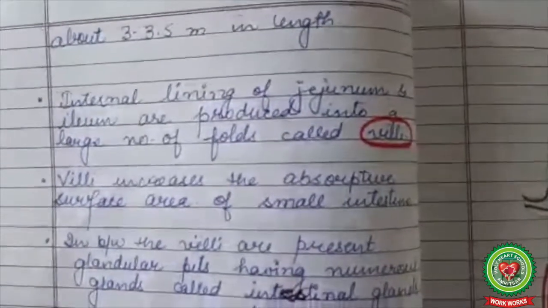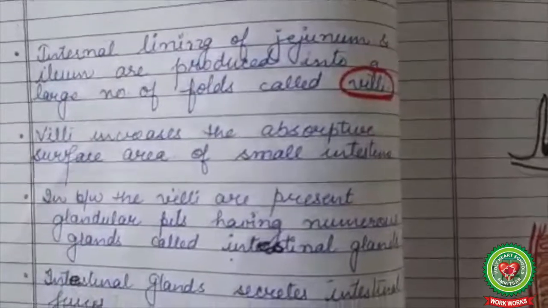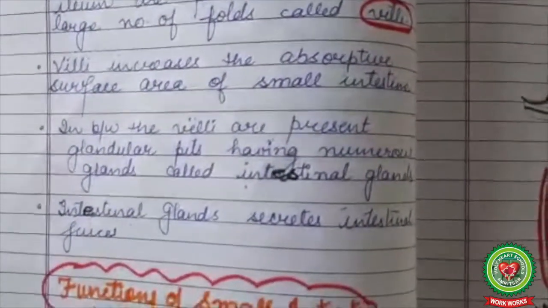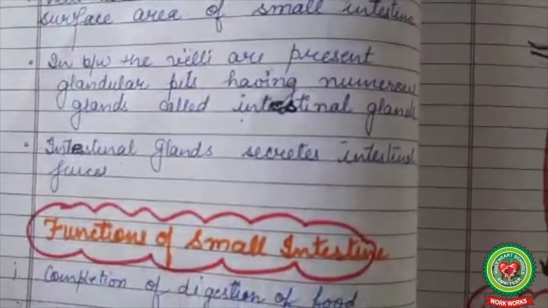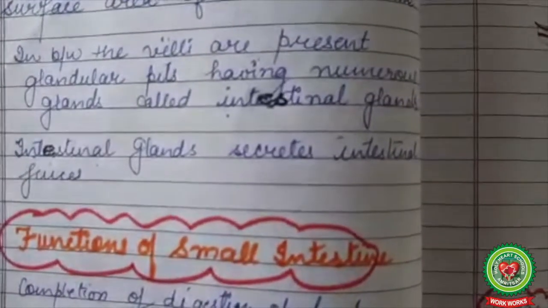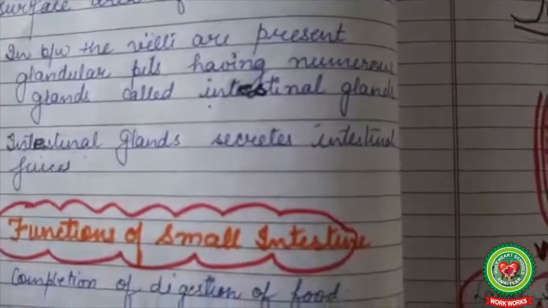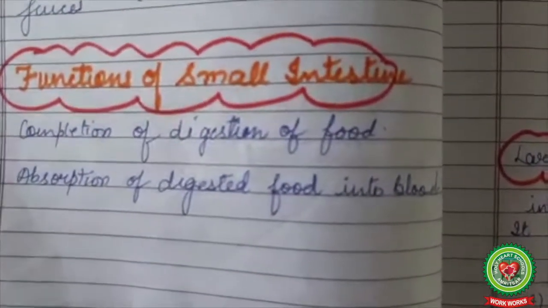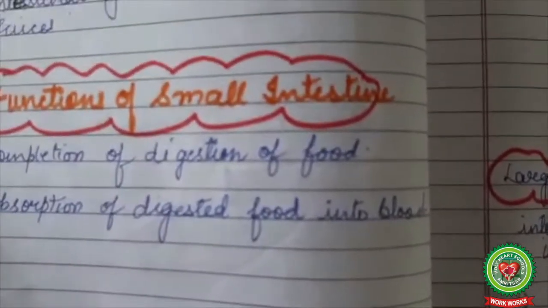The internal lining of the jejunum and ileum contains numerous folds called villi. The function of villi is to increase the surface area for proper absorption. In between the villi are glandular pits having numerous glands called intestinal glands. Intestinal glands secrete intestinal juices, and the function of the small intestine is the complete digestion of food and absorption of digested food into blood.